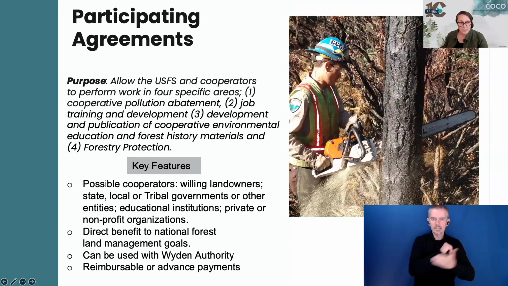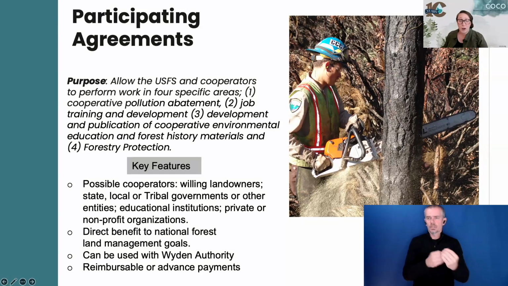So next slide, participating agreements. These have a somewhat narrower scope than the challenge cost share and are focused on 4 specific areas. 1, cooperative pollution abatement. 2, job training and development. 3, development of environmental education and forest history materials. And 4, forestry protection. Some key features include that there could be a number of possible cooperators.